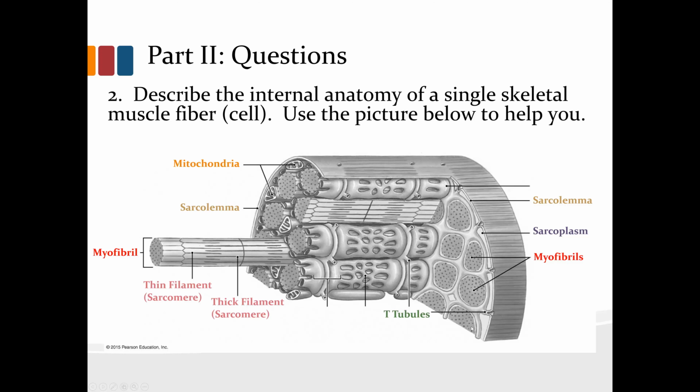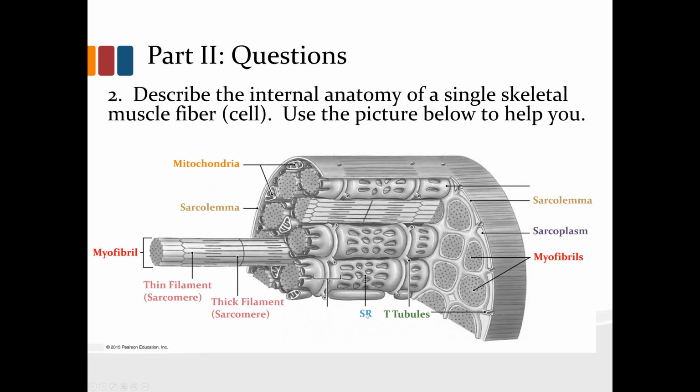We can also see the T-tubules or transverse tubules. These are enfoldings of the sarcolemma. So you can tell in this picture the sarcolemma actually goes inside the cell to form these little tunnels. So the T-tubules are basically extensions of the sarcolemma that go inside the cell.